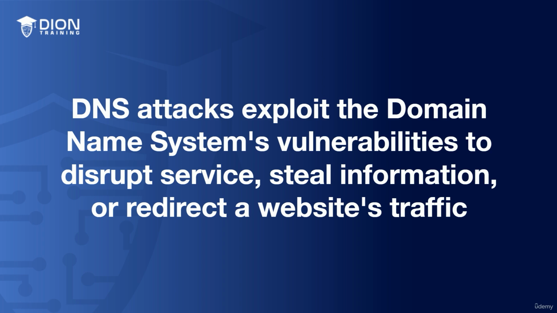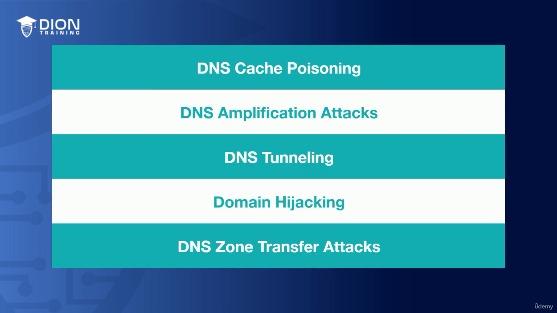So remember, DNS attacks exploit the domain name system's vulnerabilities to disrupt service, steal information, or redirect a website's traffic. DNS cache poisoning involves corrupting a DNS resolver's cache. DNS amplification attacks use the DNS resolution process to flood a target with traffic to create a denial of service type of condition. DNS tunneling can be used to bypass firewall rules and to conduct data exfiltration. Domain hijacking involves unauthorized changes to a domain's registration, and the DNS zone transfer attack aims to get a copy of a domain's DNS zone data.